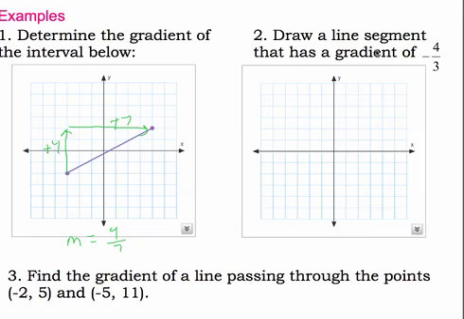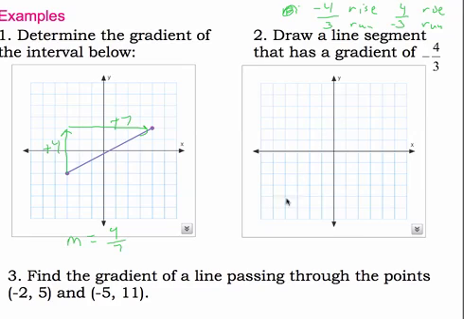Now I'm going to draw a line segment that has a gradient of negative 4/3. That means you could say negative 4 out of 3. So the rise is negative 4 and the run is 3. Or you could even say it as 4 over negative 3, so the rise is 4 and the run is negative 3.